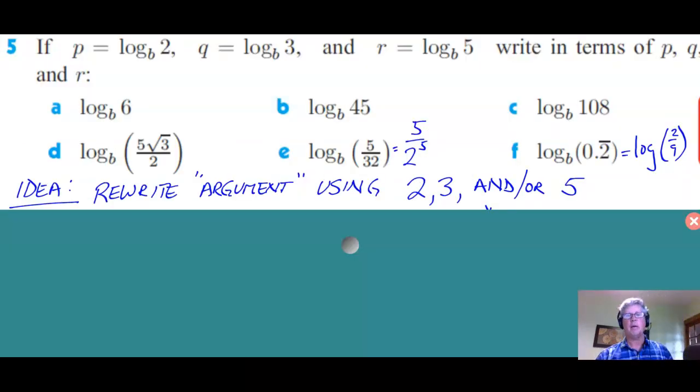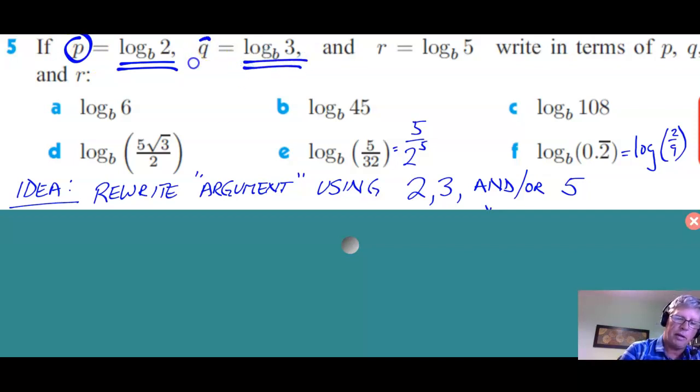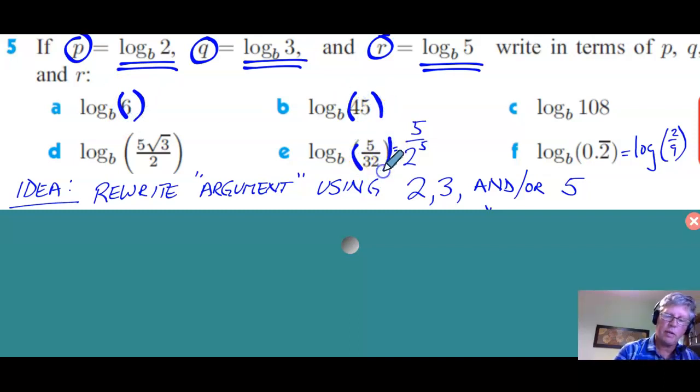All right, probably the most questioned problem set we have. Anytime you see a log base b of 2, you plug in a p. Anytime you see a log base b of 3, plug in a q. Anytime you see a log base b of 5, plug in an r. Well, I don't see a 2, 3, or 5 here, so the whole idea is to take the argument. When I say argument, I'm talking about this part, this part, this part. That's what I'm referring to. And you need to rewrite it in terms of 2, 3, and or 5.